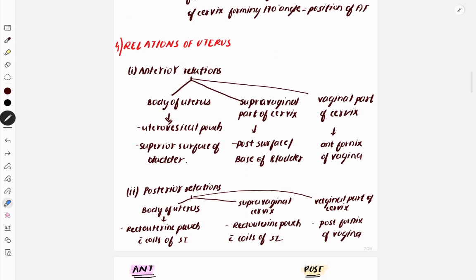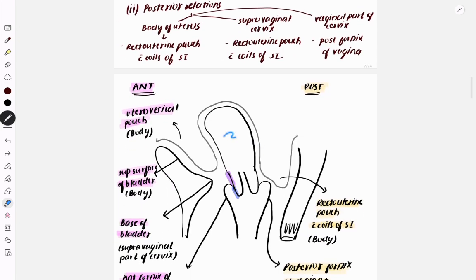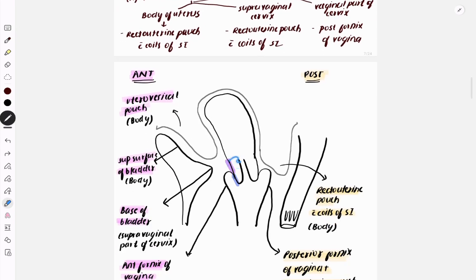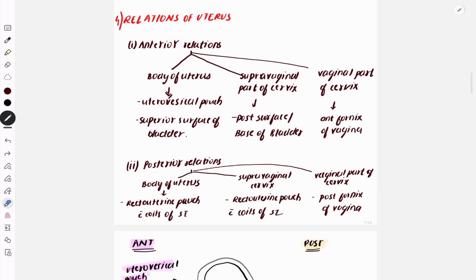So this discusses the points which are discussed in the diagram itself. First we have the body of uterus. The body of uterus is anteriorly related to the uterovesical pouch as well as the superior surface of the bladder. The supravaginal part of the cervix, as we already know, is related to the base of the bladder or the posterior surface of the bladder, whereas the vaginal part of the cervix is related to the anterior fornix of vagina, and the same vaginal part of the cervix posteriorly is related to the posterior fornix of vagina. So anteriorly you will write anterior fornix of vagina, and posteriorly you will write posterior fornix of vagina.